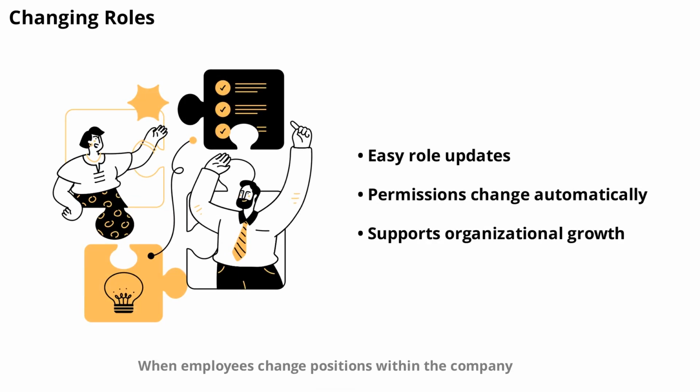When employees change positions within the company, their roles in the HRIS can be updated just as easily. By switching their assigned role, their permissions are automatically adjusted to fit their new responsibilities. This adaptability is a key advantage of RBAC, supporting organizational growth and change.